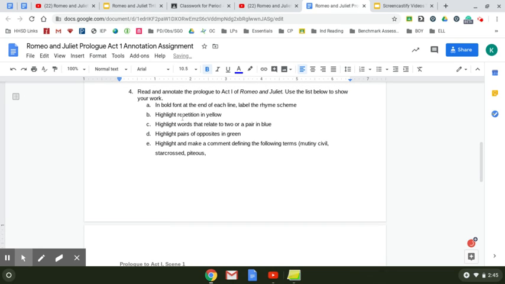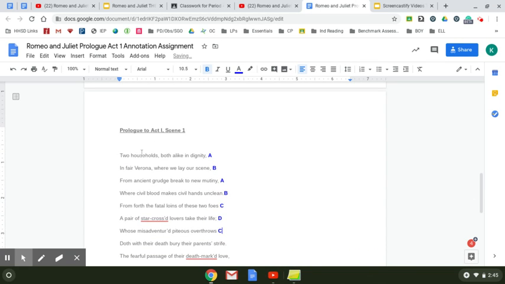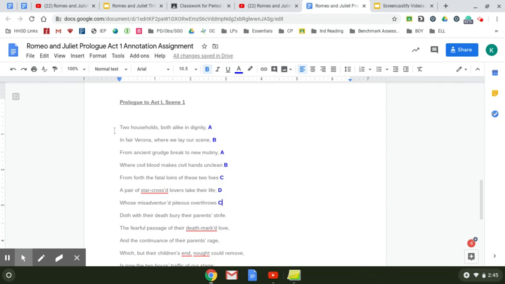Then you're going to highlight repetition in yellow. Repetition is when two words repeat. So here, I'm going to read it out loud to myself, and anytime I see something that repeats, I'm going to highlight it. Two households, both alike in dignity, in fair Verona where we lay our scene. From ancient grudge break to new mutiny, where civil blood makes civil hands unclean. So here it's repeating the word civil. So I'm going to highlight that.